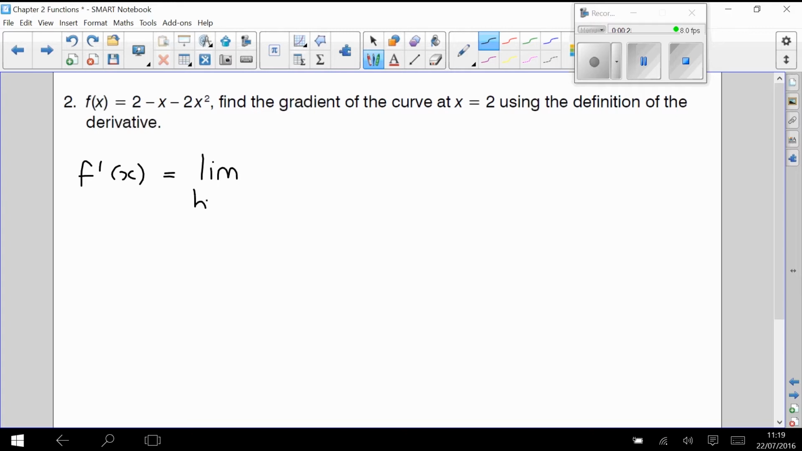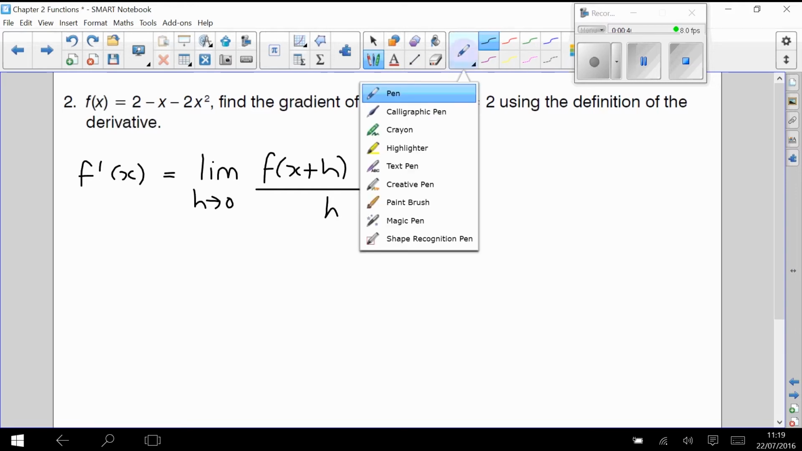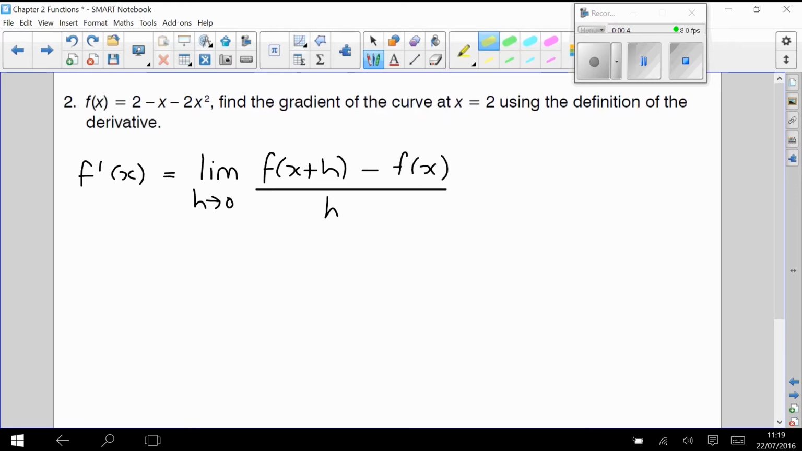to find the limit as h tends to 0 of f of x plus h minus f of x, and that's all over h. Remember, we first need to find out what f of x plus h is going to look like. So on f of x, everywhere where I saw an x, I'm going to replace it with an x plus h.